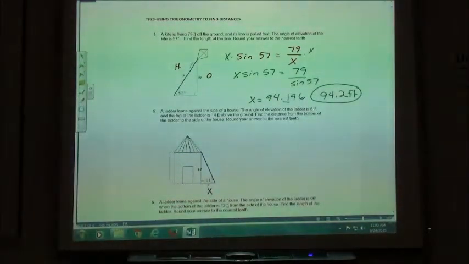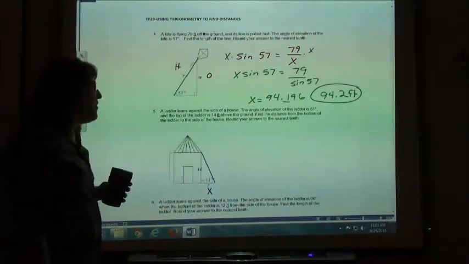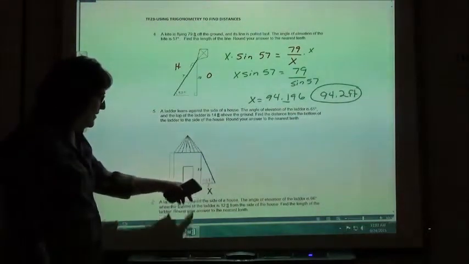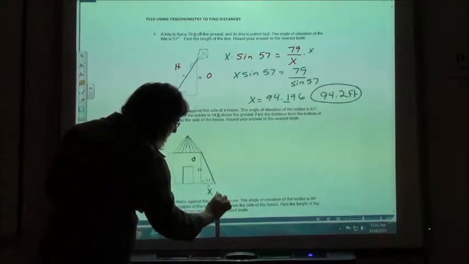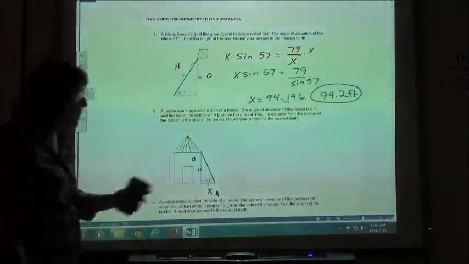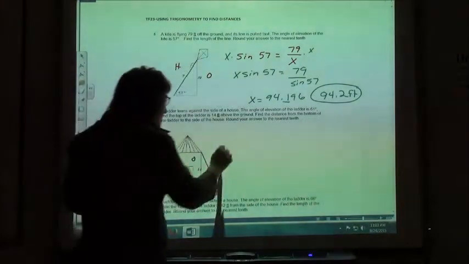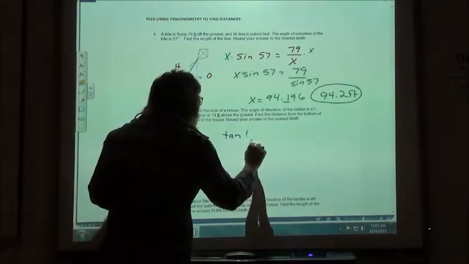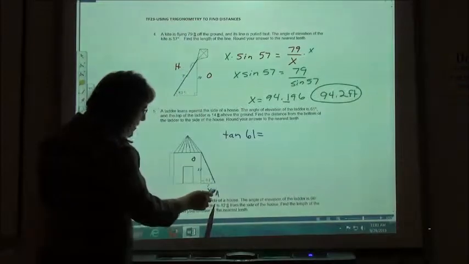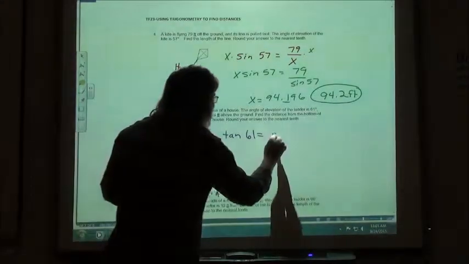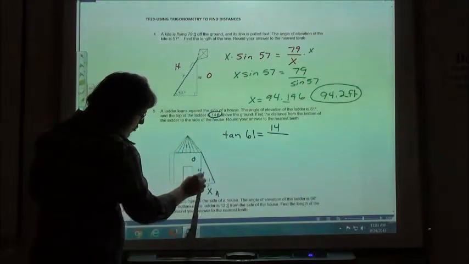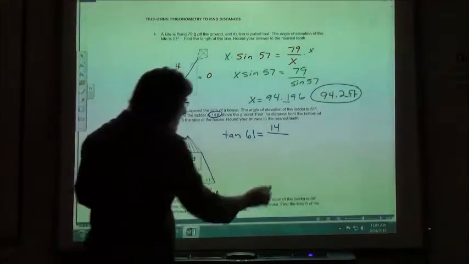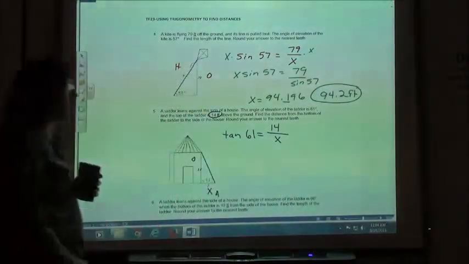Again, they were nice, drew out the pictures, you don't even have to draw them. We want to figure out what x is. So on this one I'm going to have the opposite side and the adjacent side. Opposite over adjacent is tangent. So I would use the tangent of 61 equals the opposite side, which is 14. Sometimes you have to look up here because it's hard to read their writing. Over the adjacent side, which is the side we were looking for, x.